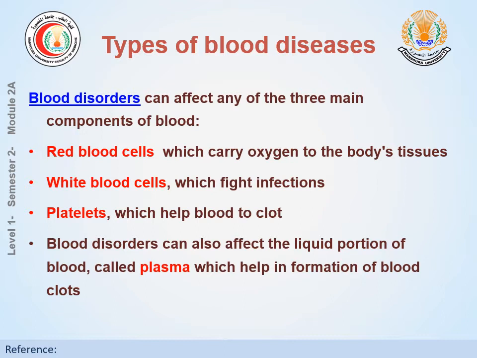So this will lead to bleeding tendency. Also, blood disorders may affect the liquid portion of the blood, which is called the plasma, which also contains coagulation factors, which are very important in the process of hemostasis after the platelet role.